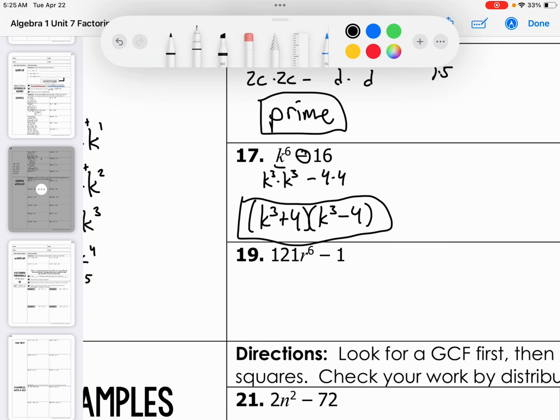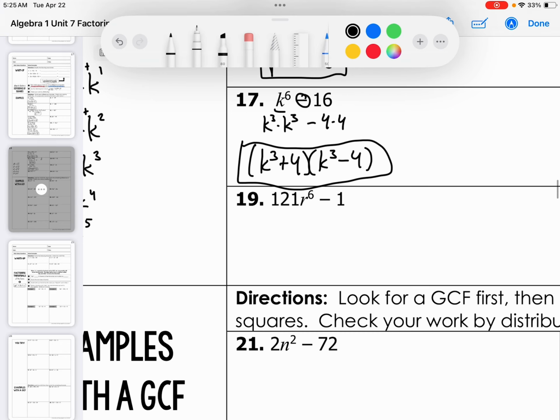Okay. So number 19, 121 is 11 times 11. R to the power of 6 would be r to the power of 3 times r to the power of 3. We have the minus sign that we need, and 1 is 1 times 1. So this is going to give me 11r cubed plus 1 times 11r cubed minus 1.